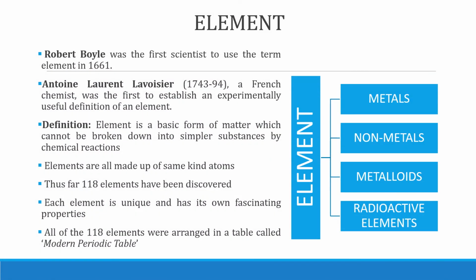An element is a basic form of matter which cannot be broken down into simpler substances by chemical reactions. Elements are all made up of the same kind of atoms. Thus far, 118 elements have been discovered. Each element is unique and has its own fascinating properties. All of the 118 elements were arranged in a table called the modern periodic table. The elements are classified into metals, nonmetals, metalloids and radioactive elements. Now let's look at how these elements are placed in the modern periodic table.